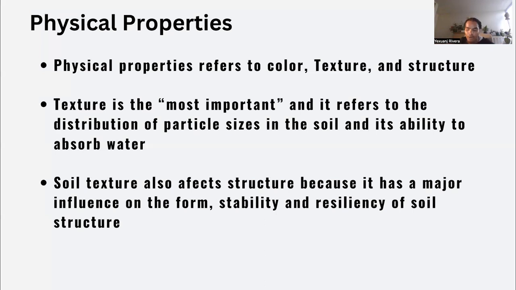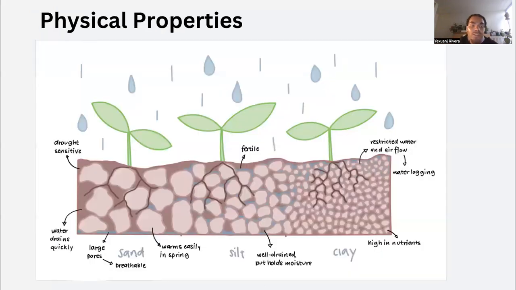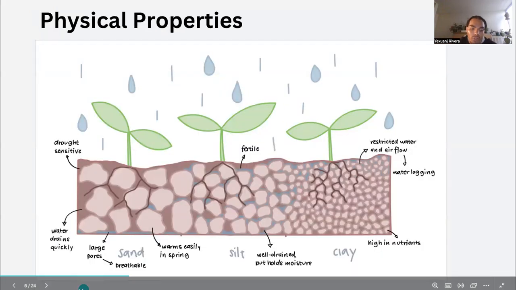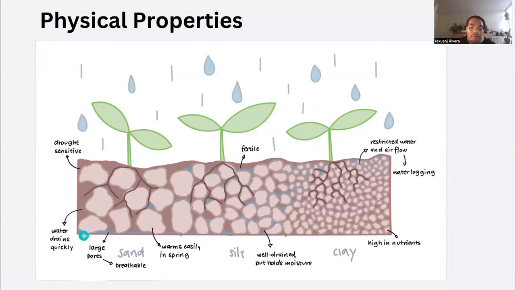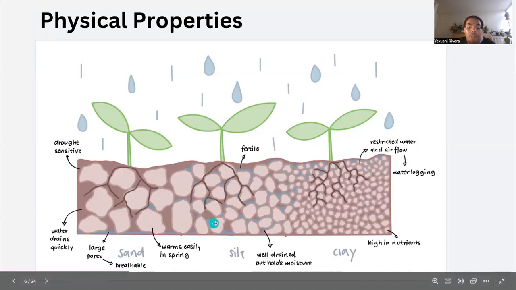So, pretty much, soil texture is very important because it affects the structure of the soil and it also affects the retention of water. Now, in the following image, we can see the different particles of soil. This is what we're talking about when we talk about particles of soil. So, over here, we have sand. In the middle part, we have silt. And then lastly, we have clay.